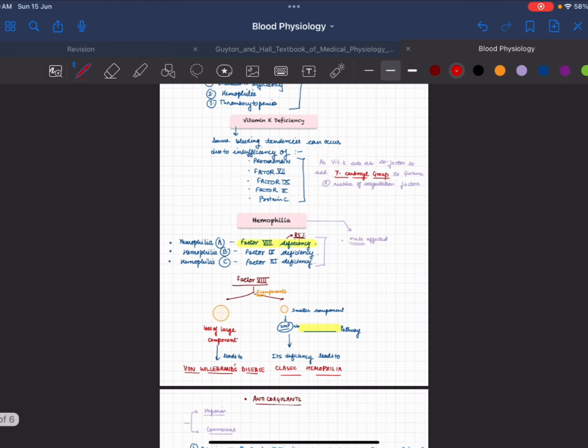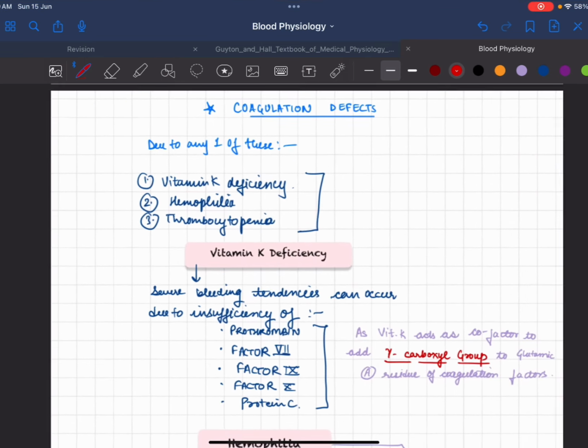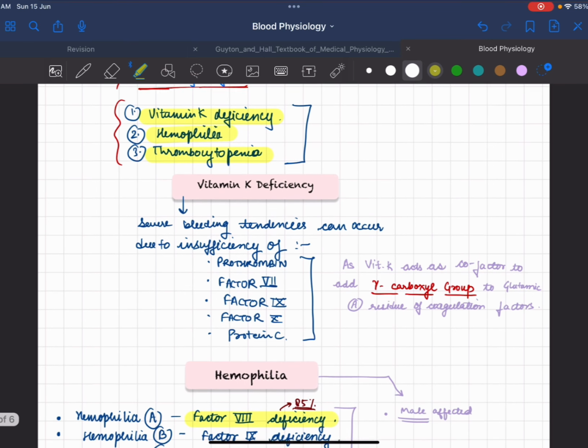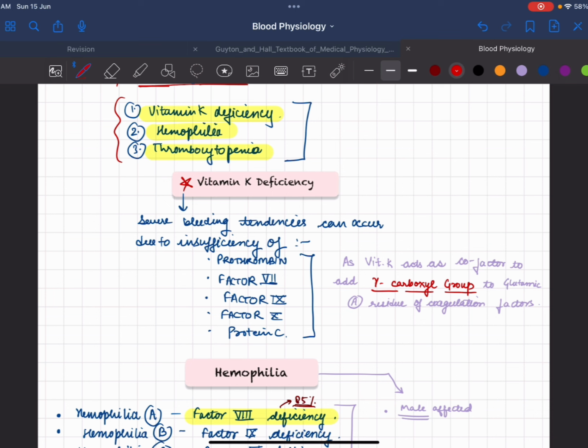Secondly, we come to the coagulation defects. This is a really important question. So, what do you mean by coagulation defects? These can be any one out of these three. It can be due to any of these three. What are the three? It can be due to vitamin K deficiency, hemophilia, thrombocytopenia. Okay, one by one we'll discuss them. First of all, it's vitamin K deficiency.